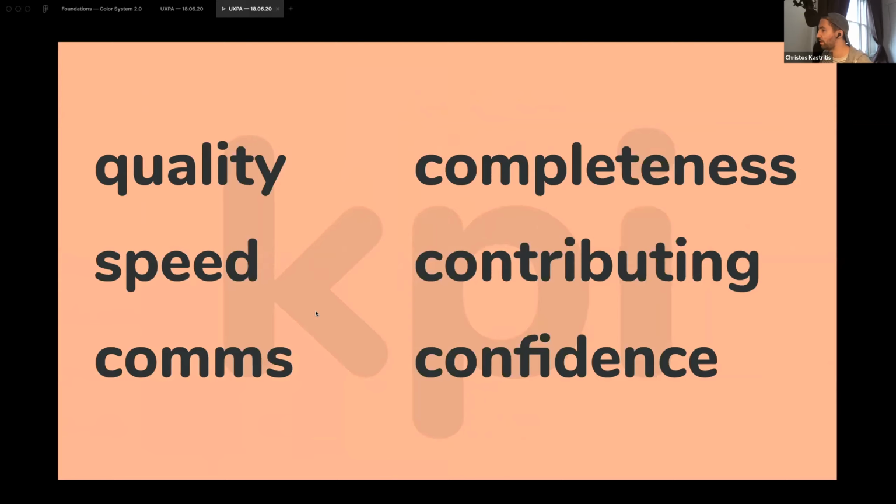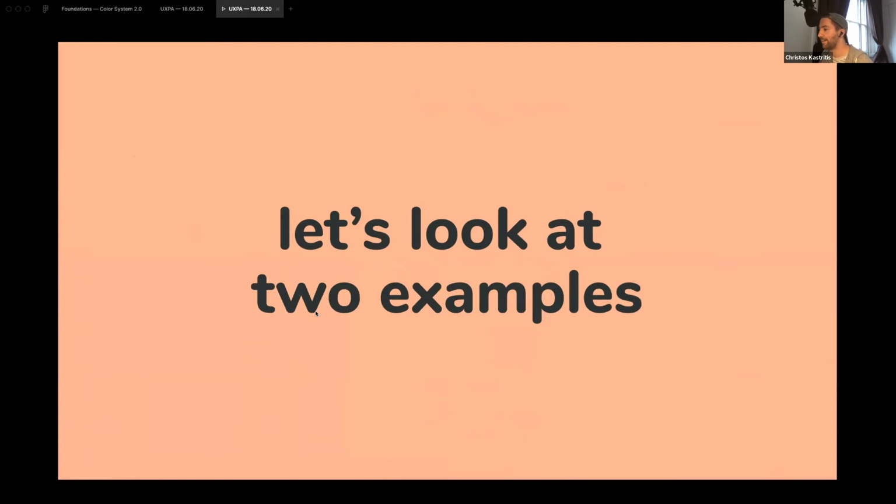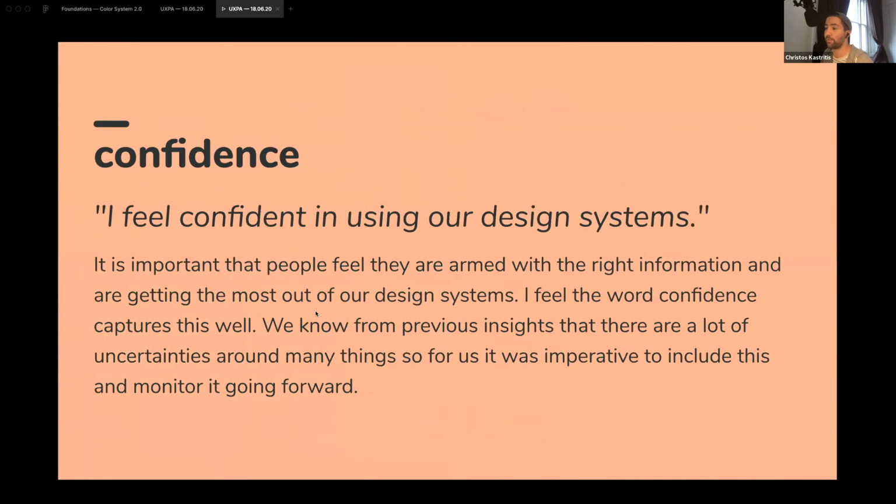There's a lot of C's in there, actually, isn't there? A lot of C's. I won't go too deep on these, but let's look at two examples. So confidence, we would give each participant a statement: "I feel confident in using our design systems." To me, people should feel they are armed with the right information and are getting the most out of our design systems. I feel that the word confidence captured this really well.